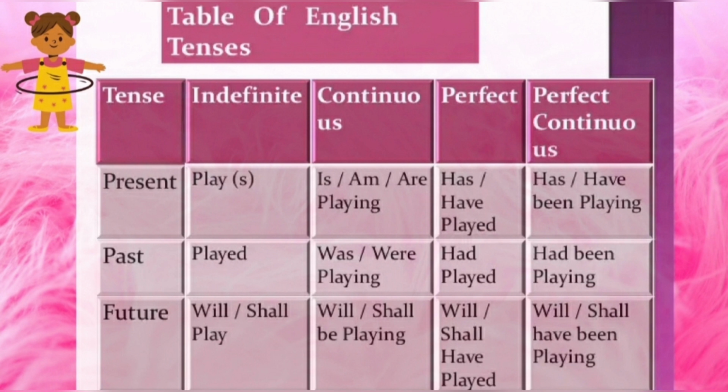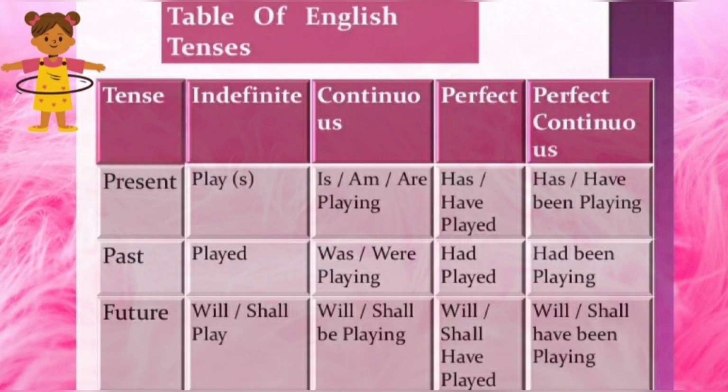Next in a row, we have past perfect continuous tense. The structure used is had plus been plus the first form of verb plus ing. For example, he had been playing, they had been playing. Moving on to the next tense, future tense. In simple future, or in other words future indefinite tense, the structure used is will or shall plus the first form of verb. For example, I shall play, he will play.